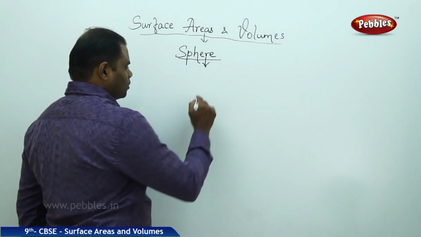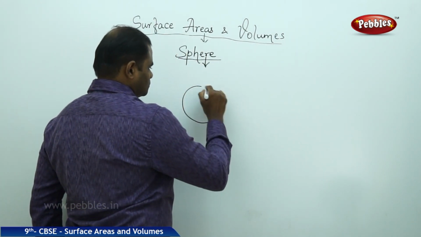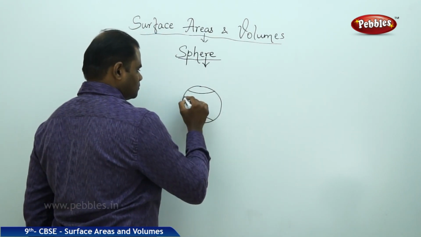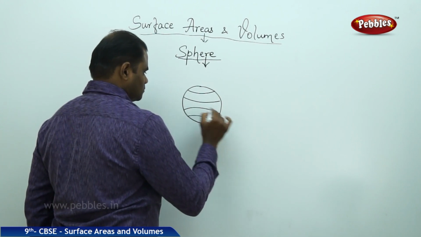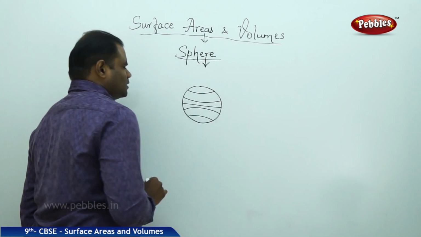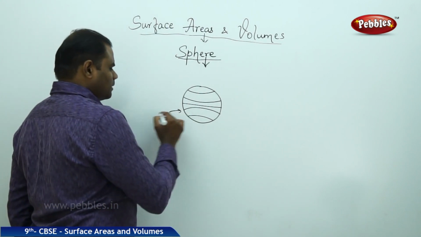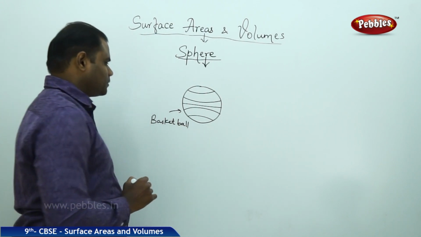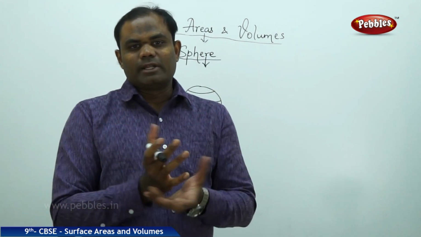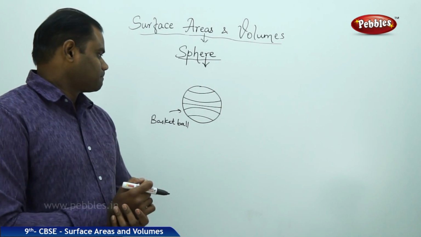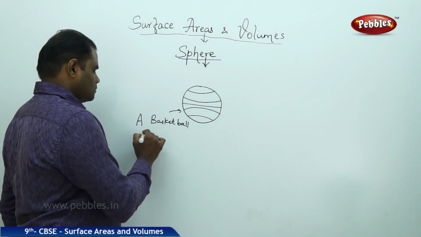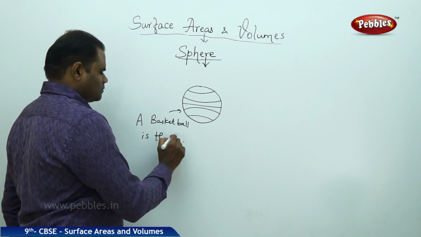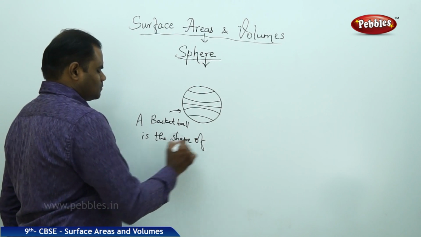Imagine I take a football or a basketball. So assuming this to be a basketball, the kind of a shape which looks circular in all directions is called a sphere. So a basketball is the shape of a sphere.